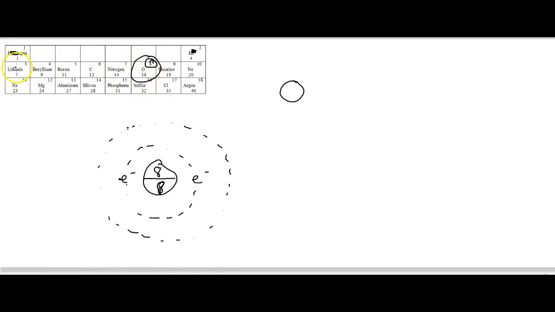In the next shell, I have 1, 2, 3, 4, 5, 6. I got the oxygen, so I stop. Got it?